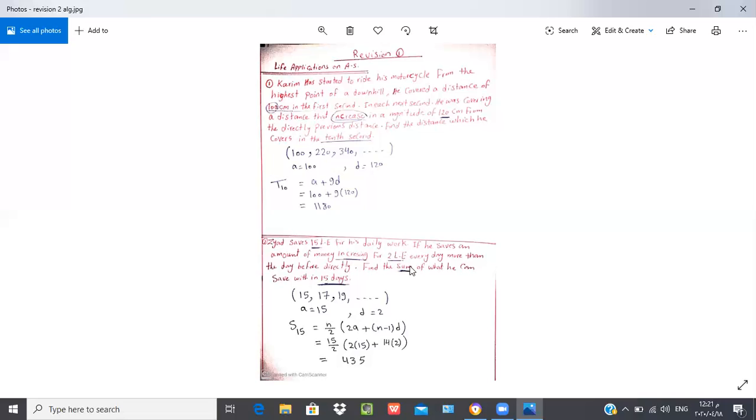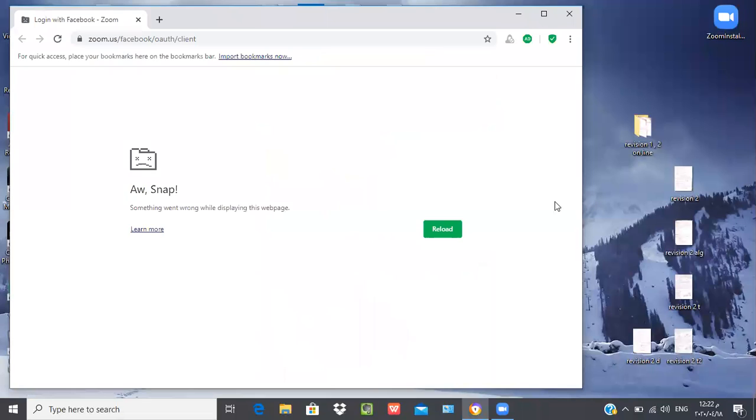Here the sum, but here the 10th term. You know the difference between them? Is it clear? Okay. I will stop this part.